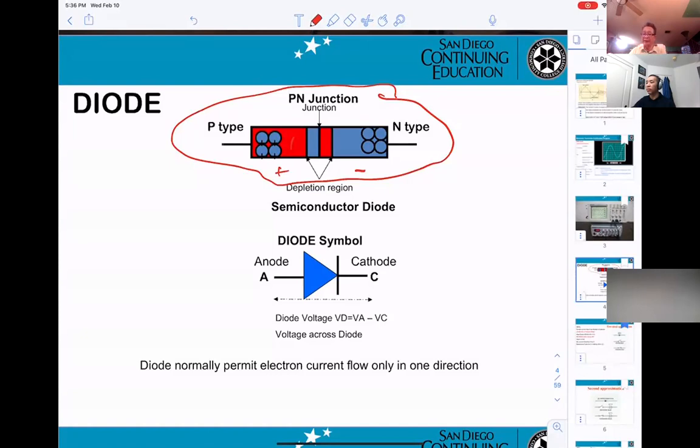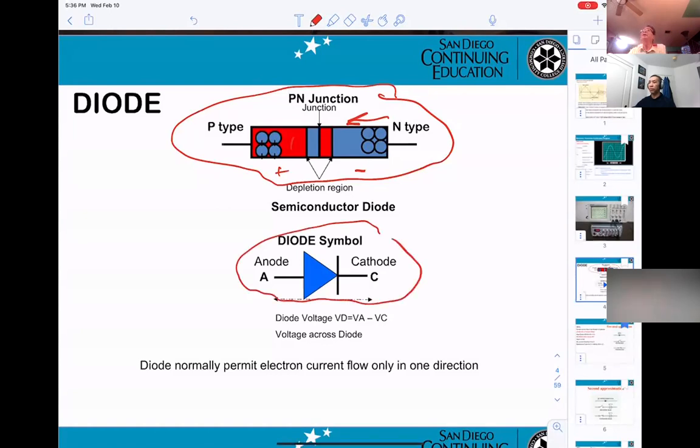Also, you understand electron moving will be moving this way. However, we're talking about conventional current. That means the current will be flowing from positive to the negative. So we don't care much about the physical for the diode. Now we care about the symbol.